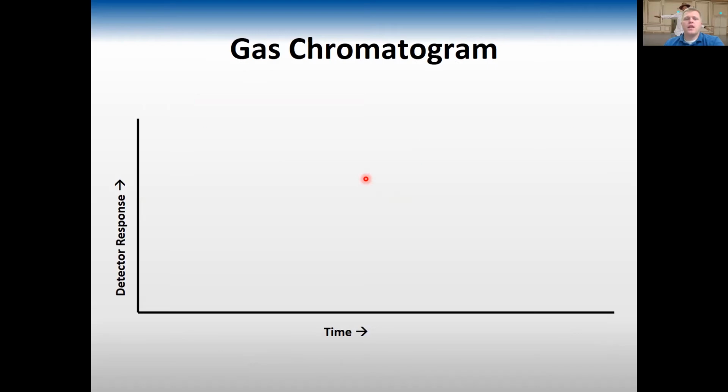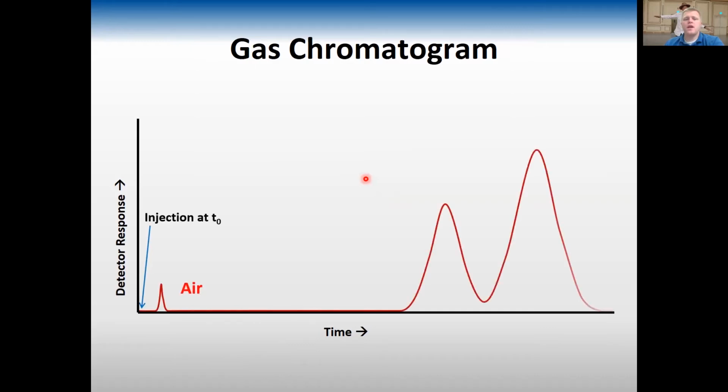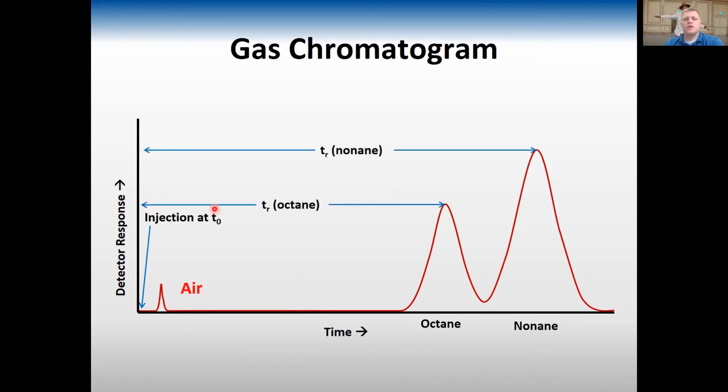All right, let's go ahead now and talk a little bit more about how to analyze GC data. What I have here is just a chromatogram with my injection time at time 0, the air peak, and a peak for octane and nonane. And of course, we measure the retention times from the injection time to the top of the peak for each of these species. And then we also often want to measure the width of these peaks.